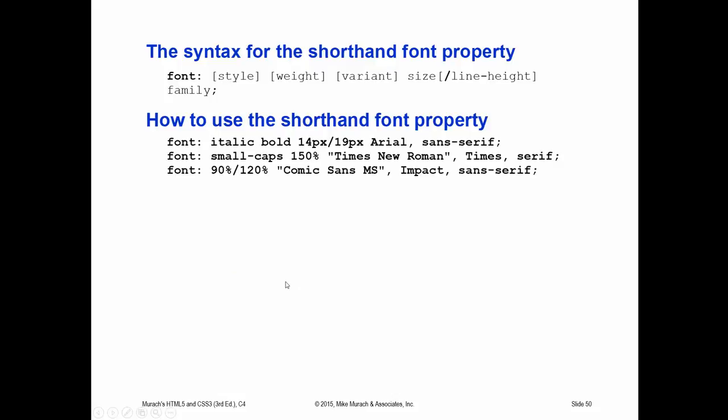All right. You can combine a bunch of font things together. So this says I want an italic font that's bolded, that's 14 pixels. I don't know what the 14 slash means, I've never seen that before. I'm sure that's listed in the book. This says I want my font to be small caps, 150%, and I want it to be one of these 3 types of font families, starting with try to find Times New Roman. If you can't find that, use Times. If you can't find that, use sans serif.